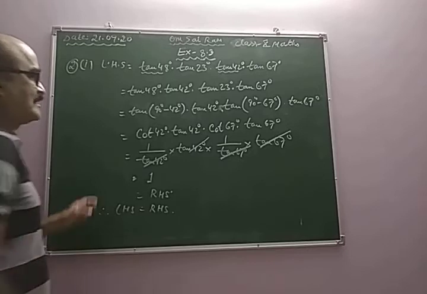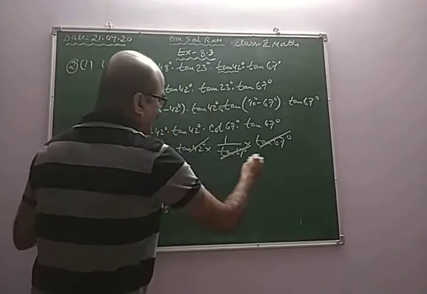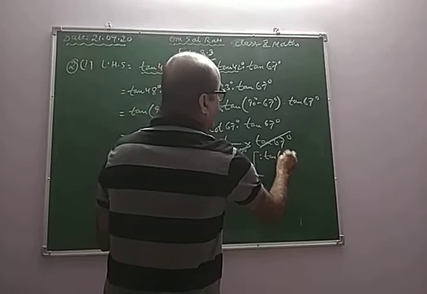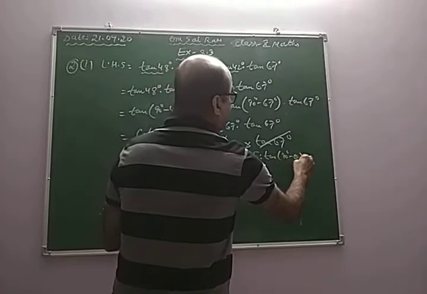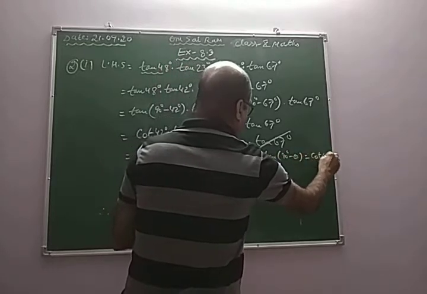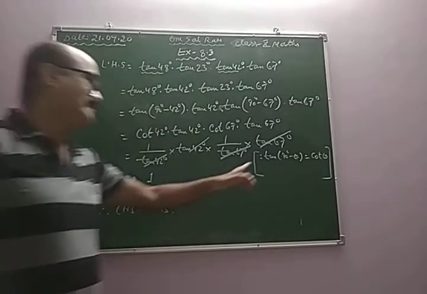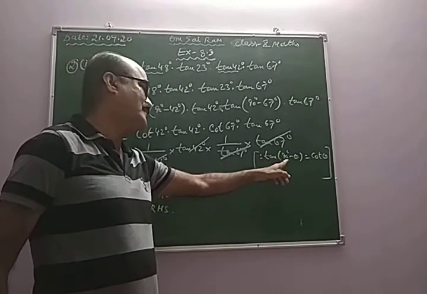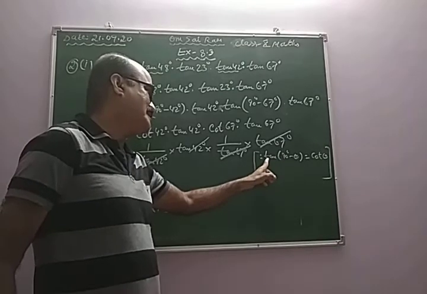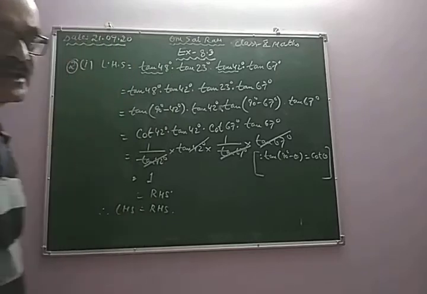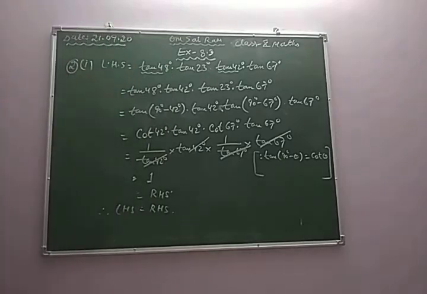And if you want to write why this happens, you can write here, since tan of 90 degree minus theta is equal to cot theta. You can write here, right? As we know that in the complementary angles of trigonometric ratios, tan of 90 minus theta will be equal to cot theta. This we have already done. So please note down.